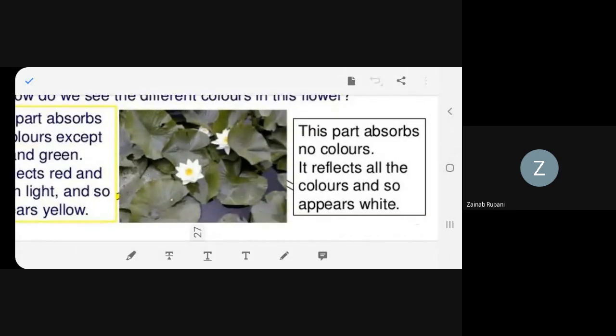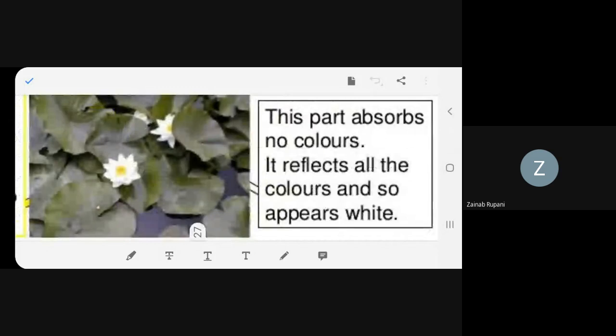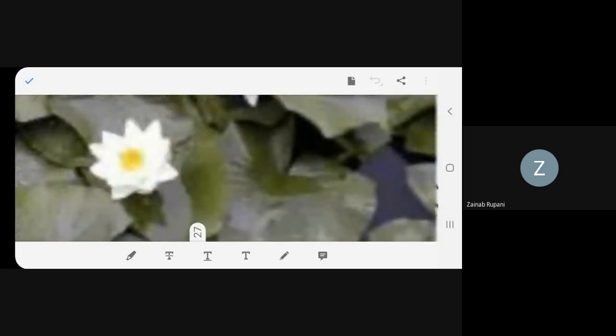Then, this part absorbs no colors. It reflects all the colors and so appears white. So all the colors are appearing reflected. So the flower looks white. So inside it looks yellow and outside it looks white.